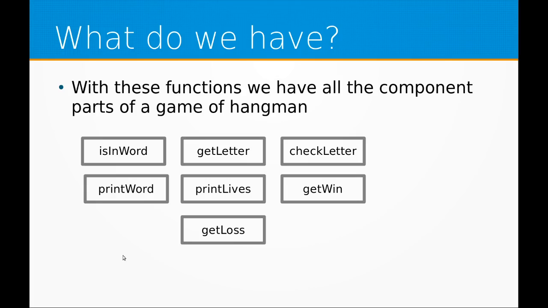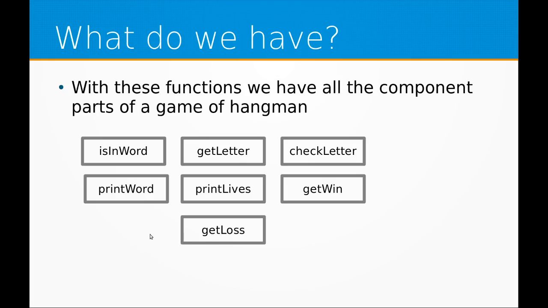Okay, so what do we have? Well, we've got all these functions which we've created. We've got isInWord, we've got getLetter, we've got checkLetter, printWord, printLives. If you want to be fancy with printLives, you can have it doing pictures of a hangman and other various stages. That's up to you if you've got everything working. If you haven't got anything working, I'd focus just printing the number of lives lost rather than trying to do graphical just yet. We then got getWin and getLoss.